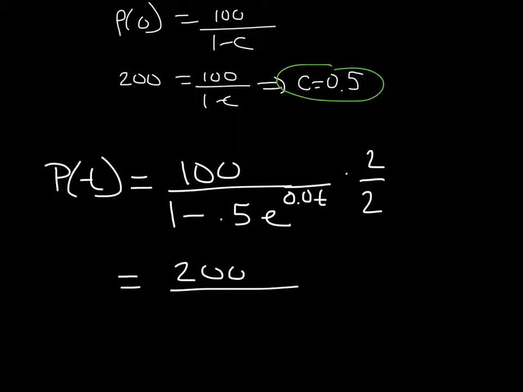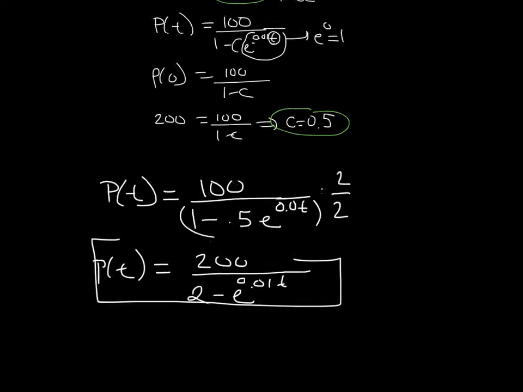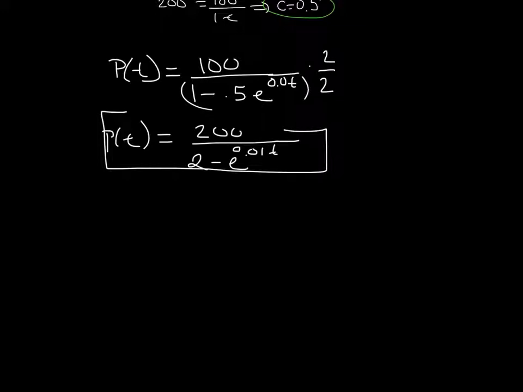So 200 over, I'm just multiplying top and bottom by 2, so I get 2 minus e to the 0.01t. Okay, so this is our solution to the differential equation that we started with. So now that we have this model, let's go ahead and answer the questions.